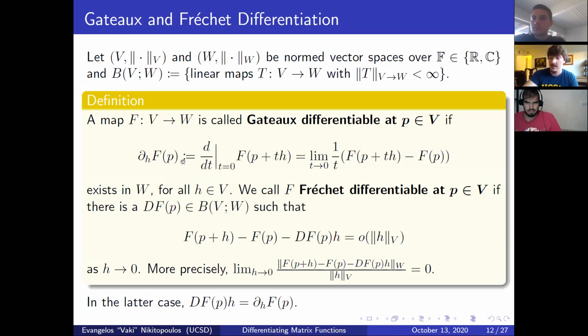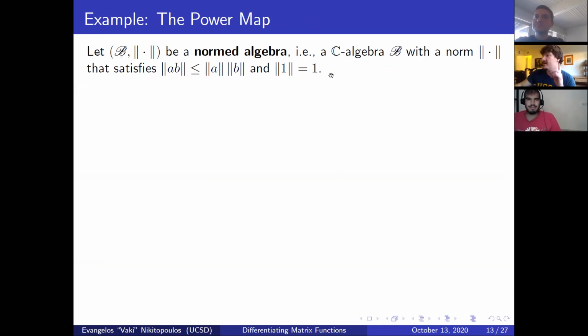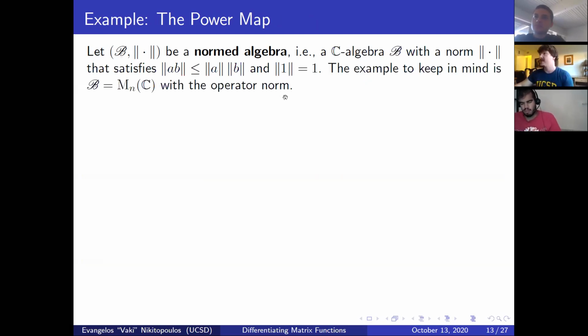All right. The most important example for us is going to be the power map. And for that, I'm going to need a normed algebra. And if you're wondering what a normed algebra is, it is a unital algebra over the complex numbers, B, with a norm that satisfies the norm of AB is less than or equal to the norm of A times the norm of B, and the norm of 1 is 1. So that's what a normed algebra is. The most important example to keep in mind is the n by n matrices with the operator norm. That is a normed algebra.